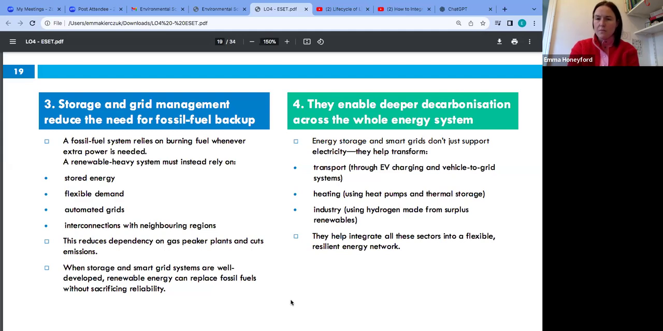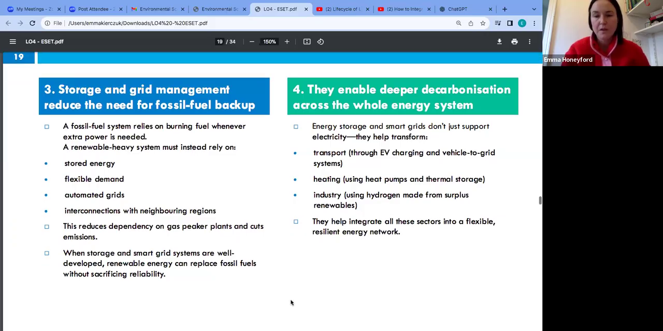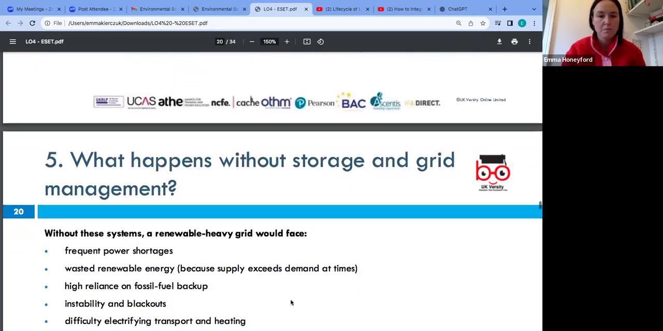So we've seen Greater Manchester and Manchester Council look to drive the use of heat pumps and thermal storage, especially for domestic consumers. So within industry, there's been a push towards using hydrogen made from surplus renewables, and they help us integrate all these sectors into a flexible, resilient energy network. So we know that we will need to look to diversifying the renewable energy supply for it to be sustainable long term.